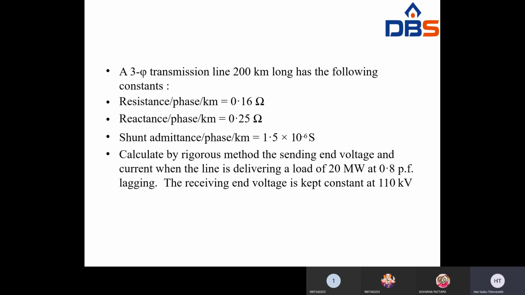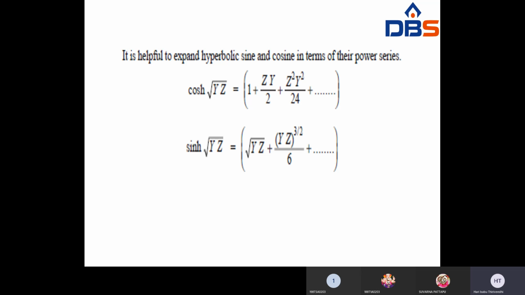Now to calculate the cosh root yz by using this formula, cosh root yz is 1 plus zy by 2. I already calculated the zy value, so 1 plus 0.0178 by 2 at an angle 148 degrees, plus z square y square by 24, that is 0.00032 by 24 at an angle 296. Calculating all the values and converting polar form into rectangular form, that is 0.992 plus j 0.00469, that is the cosh root yz. Converted to polar form, that is 0.992 at an angle 0.26 degrees.